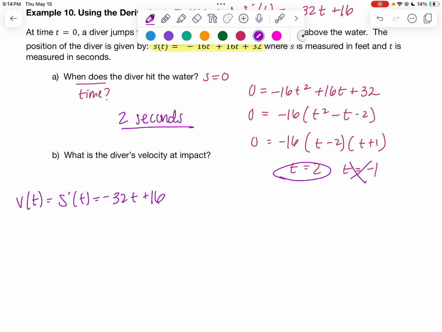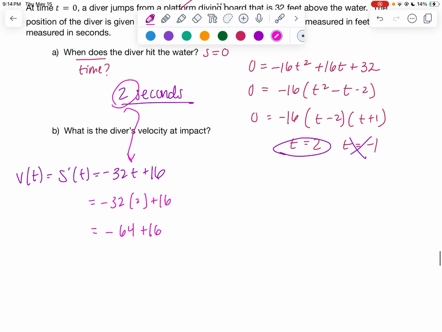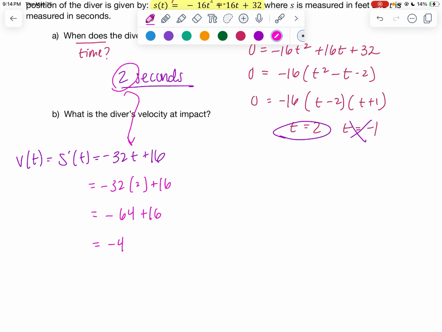This is the velocity. So what is the diver's velocity at impact? We said at impact, when the diver hits the water, we are at 2 seconds. So I'm going to take this 2 seconds and plug it in for t. We are going to do negative 32 times 2 plus 16, negative 64 plus 16, and we should get negative 48 feet per second. And that is the answer.